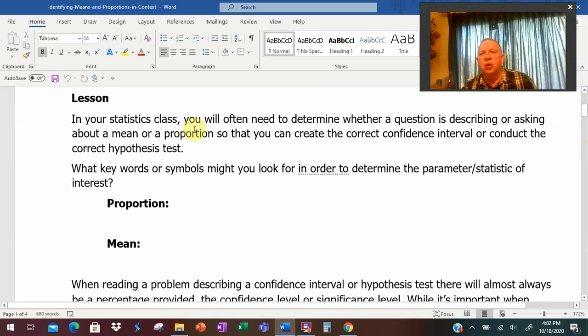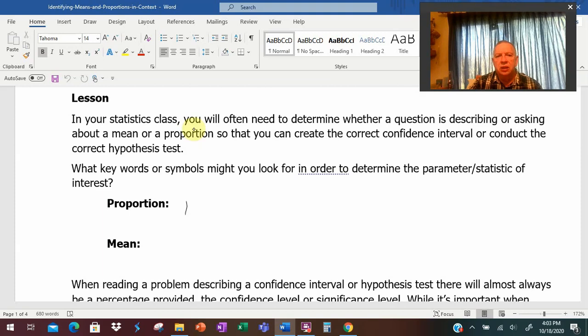So in your statistics class, you will often need to determine whether a question is describing or asking about a mean or a proportion so that you can create the correct confidence interval or conduct the correct hypothesis test. What keywords or symbols might you look for in order to determine the parameter or statistic of interest? A lot of times the question will be asking you to calculate something concerning the mean, and the student would be working on a proportion problem, and it's totally wrong. So for proportion, what kind of words would they be using?